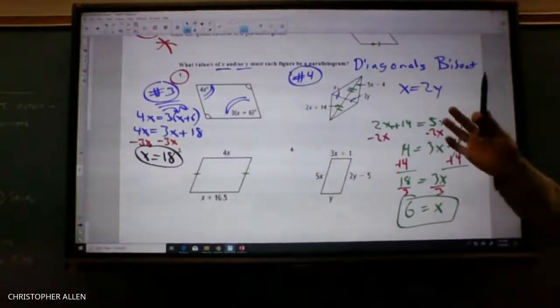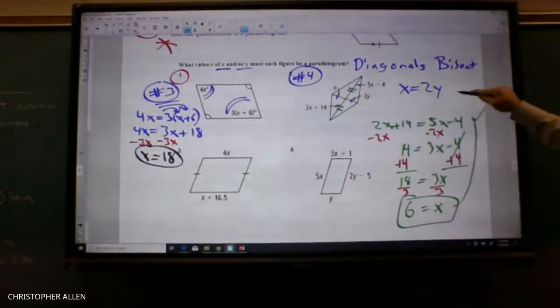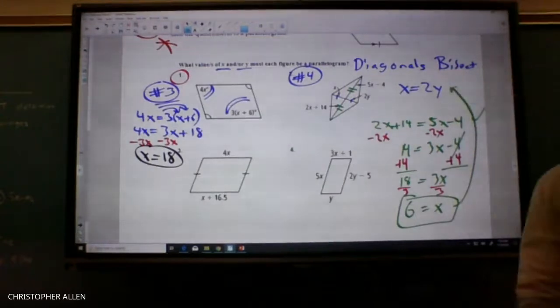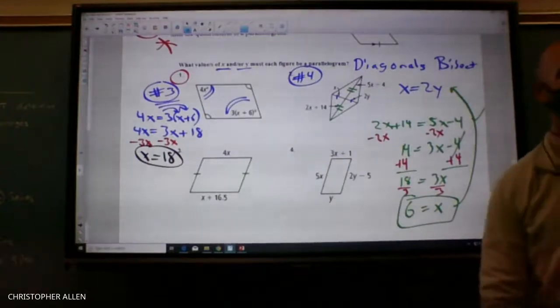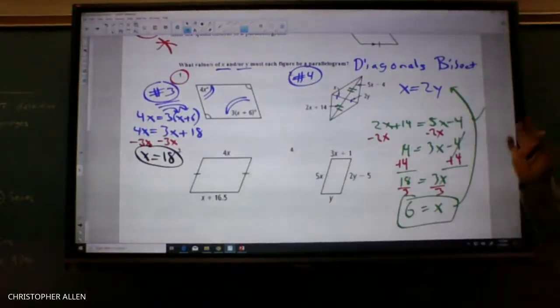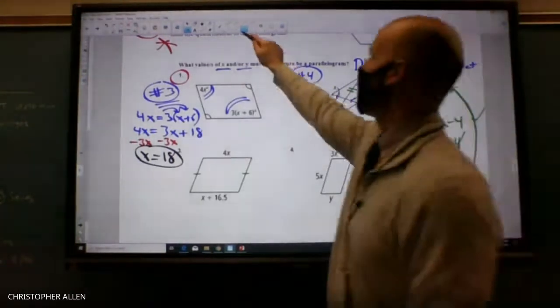Am I done? No. Nope. You plug in that 6 up there. Correct. Can you do that in your head? So it says x is equal to 2y. Does anybody want to take a stab just using mental math? What do you think y is? 6? Nope. 3. y has to be 3.